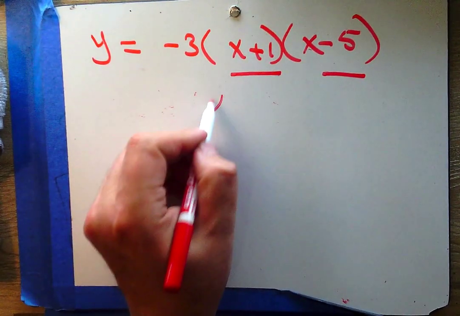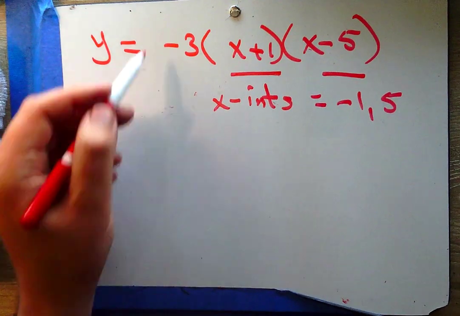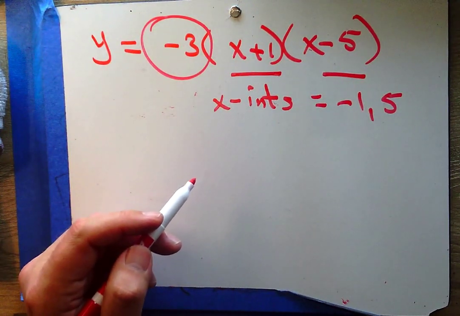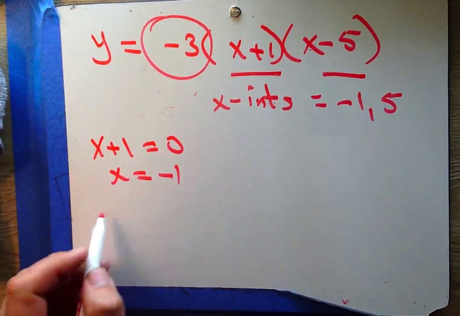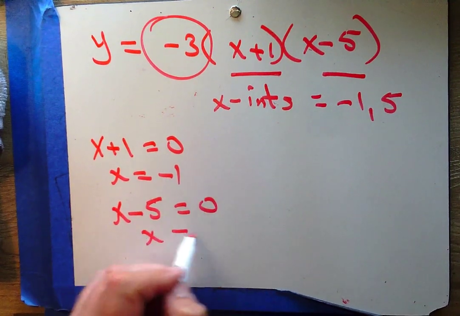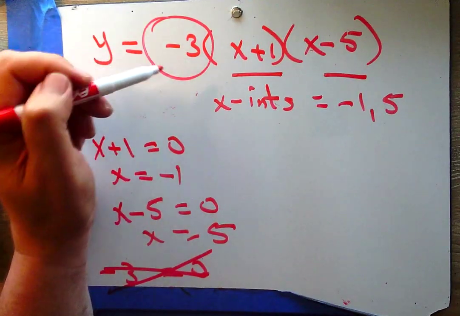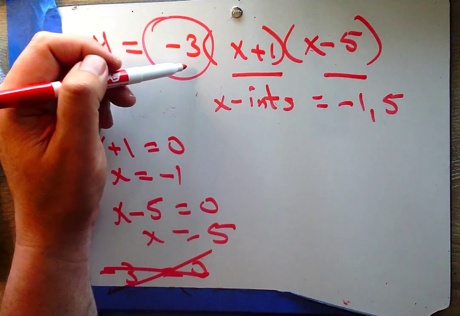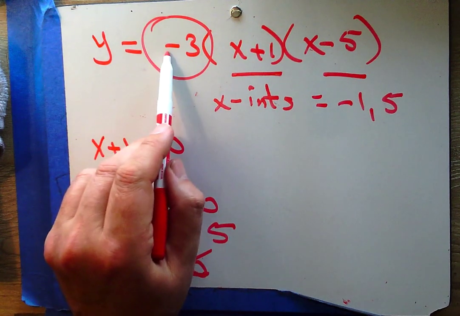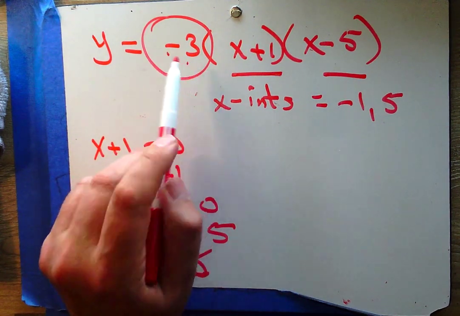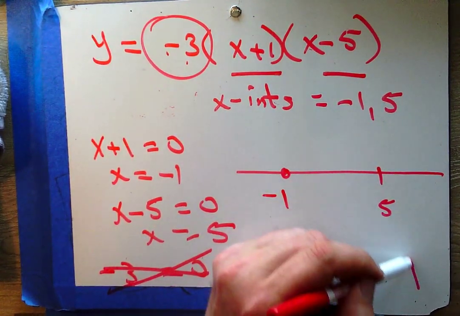In intercept form, I see that the x-intercepts are negative 1 and positive 5 because inside is opposite land. The negative 3 does not make any x-intercepts, right? I'm setting x plus 1 equal to 0 to find x equals negative 1. I'm setting x minus 5 equal to 0 to find x equals 5. Does negative 3 equal 0? No, it doesn't. This is a vertical stretching factor. It's not a factor for the purpose of finding x-intercepts. It does tell me my polynomial is pointing down and was stretched vertically by a factor of 3, but all I need is to graph these.